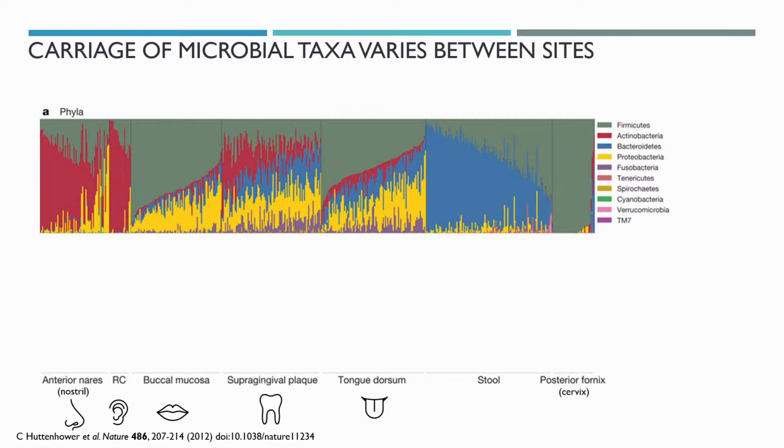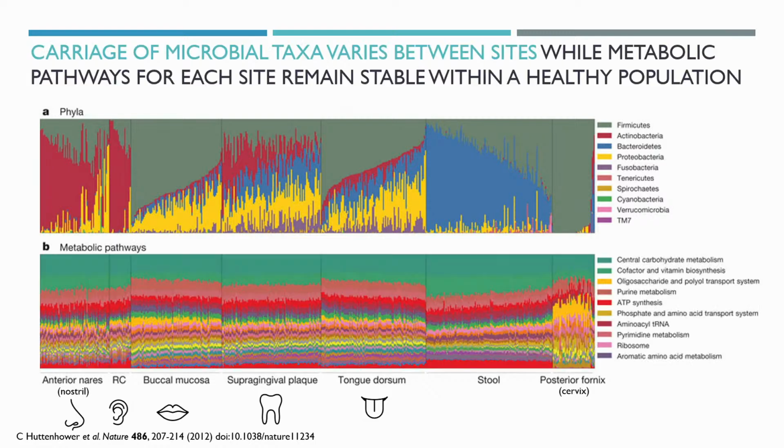Does that make sense so far? Okay. So this is looking at who's there. We're just looking at phyla. But remember, these bacteria all have different functions. So if you look at the metabolic pathways among these microbes, they actually are pretty similar. So although the microbes in these areas are very different, they still maintain a healthy microbiota by performing certain functions. So these functions are over here.